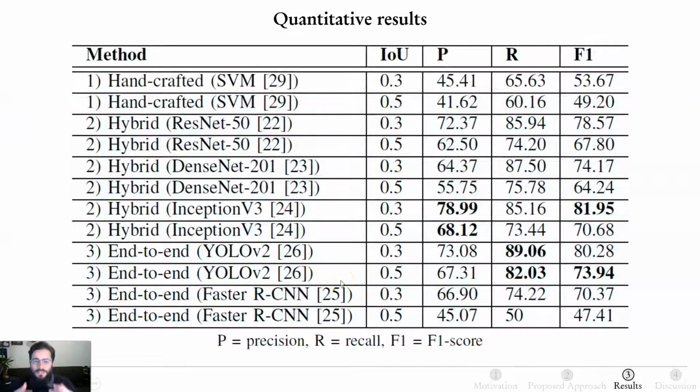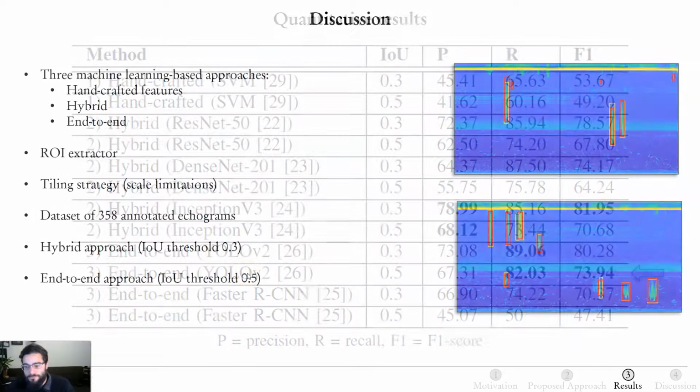When considering the whole test set and intersection over union thresholds of 0.3 and 0.5, the overall best performing method for the lower threshold was the hybrid approach with Inception v3. For the higher threshold, the best performing method was the end-to-end approach with YOLO v2.